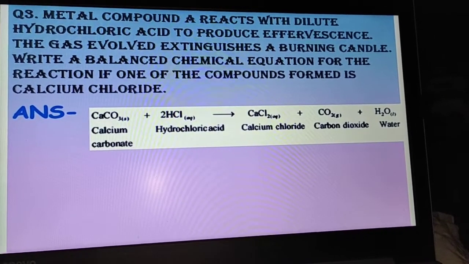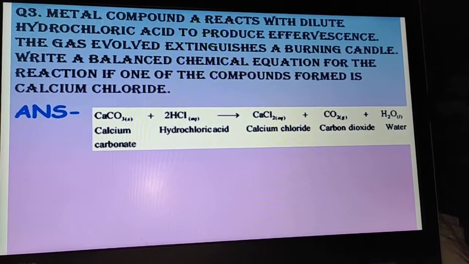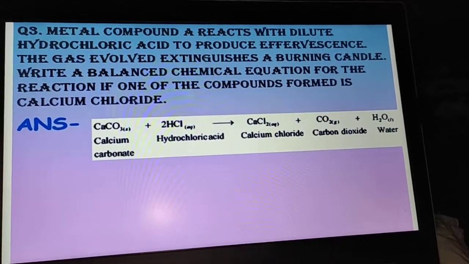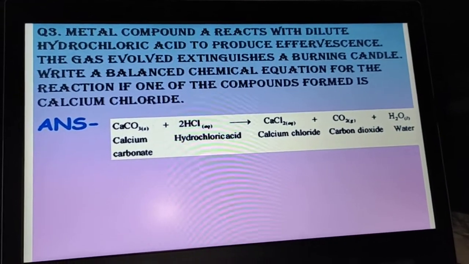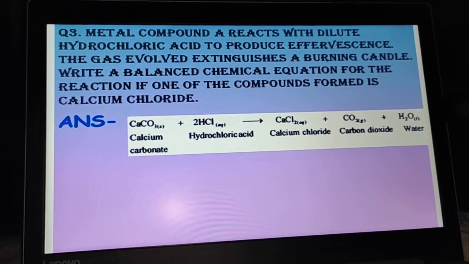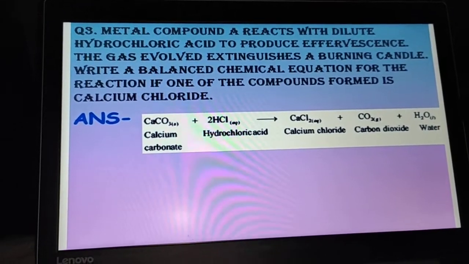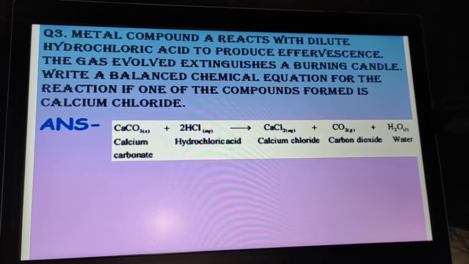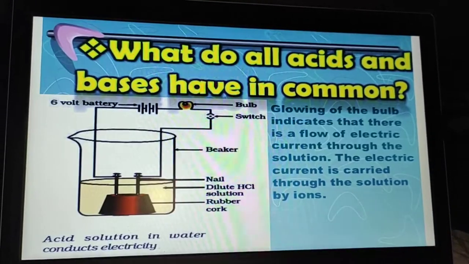That means we are taking a carbonate or hydrogen carbonate. In the metal compound, you can take either hydrogen carbonate or carbonate, since its properties are not shown. So here we are taking calcium carbonate, CaCO3, plus HCl. It gives CaCl2 plus CO2 plus H2O. So this is one of the important questions.